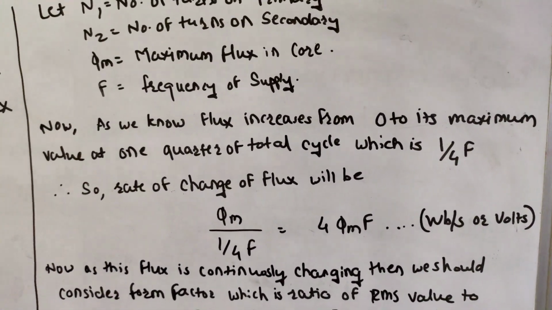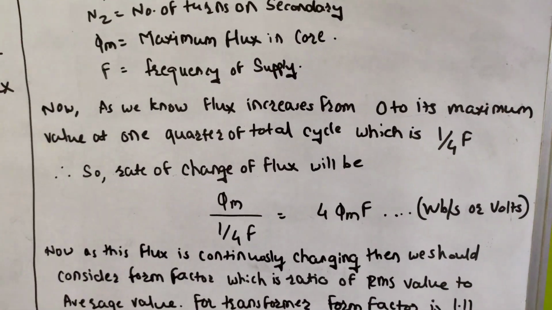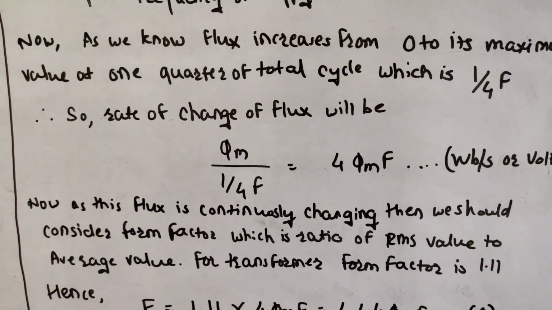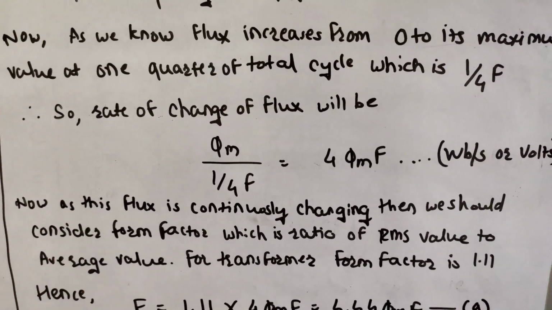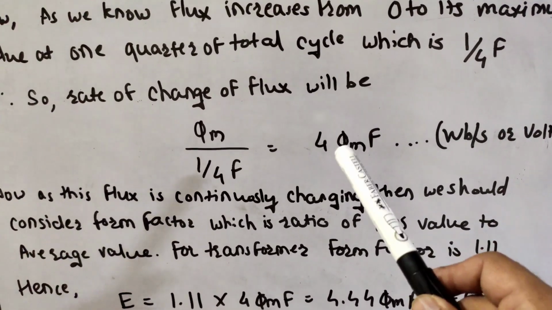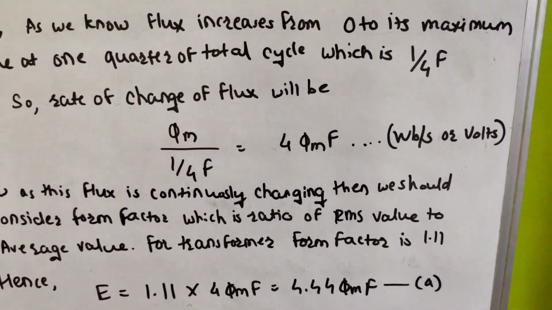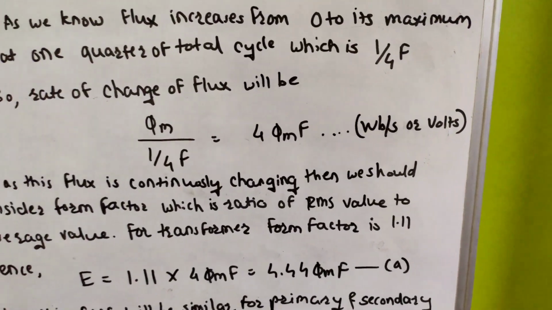Hence, what exactly do we require? We need to find out the rate of change of maximum flux. So that will be equal to phi-m divided by 1/4 F, which simplifies to 4 phi-m F. This is the rate of change of flux, and the unit is Weber per second or volt.